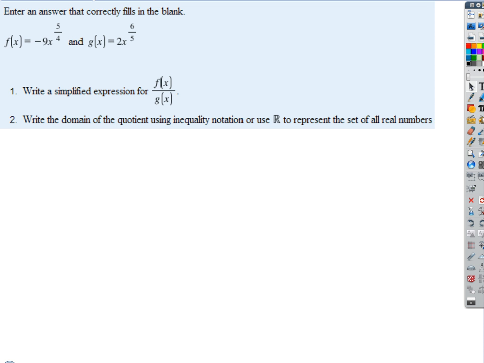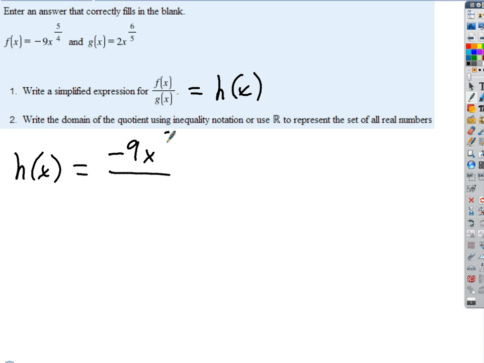So we could do f of x over g of x. In fact, just so we can refer to that as one thing, let's say that the quotient of f of x over g of x, let's just call that h of x. So let's simplify this thing. What is that quotient? Call it h of x. Well, let's just find out. If I just stack f of x over g of x, I can simplify and see where we end up. So we get minus 9x to the 5/4 over positive 2x to the 6/5. Okay? So what do we do?